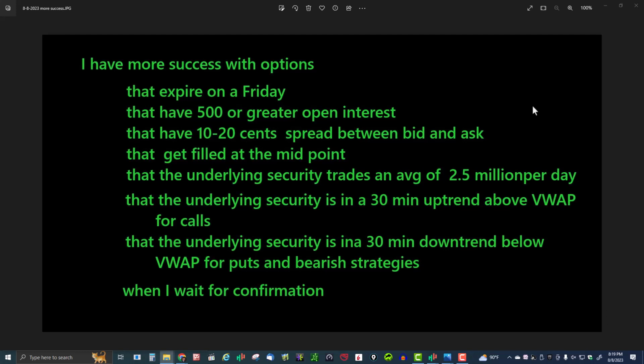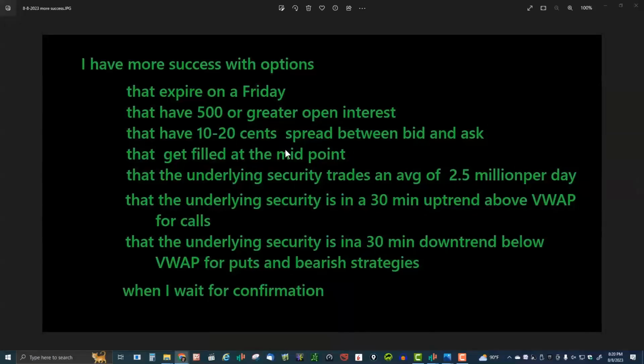How do I handle stops on an option position? I just put stops in. Sometimes I get slippage, sometimes I don't, Joe. I find that if they have 500 or greater in open interest, I get less slippage on my stop.